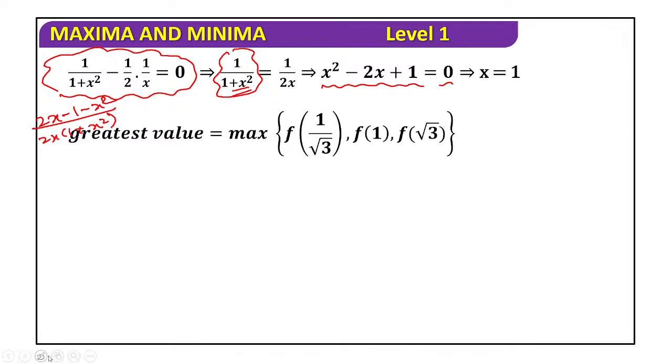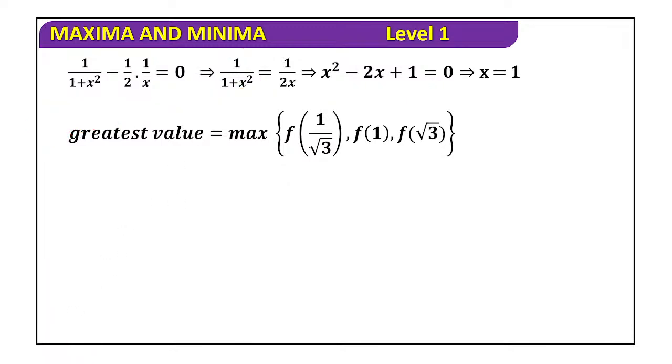That means you have to differentiate the given function. You have to simplify it. Get this equation, you take this term to LHS. That will be 1 by 1 plus x square equal to 1 by 2x. So now take cross multiplication and simplify. That will be x square minus 2x plus 1 equal to 0.